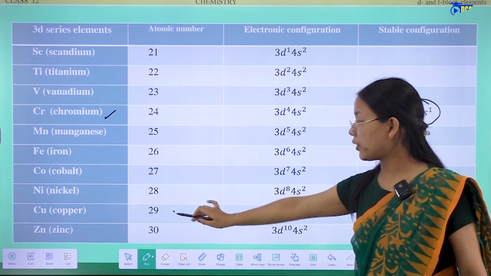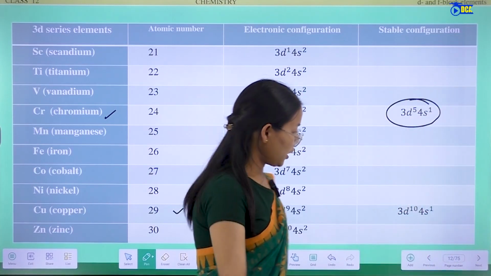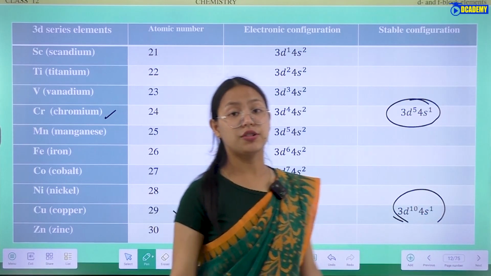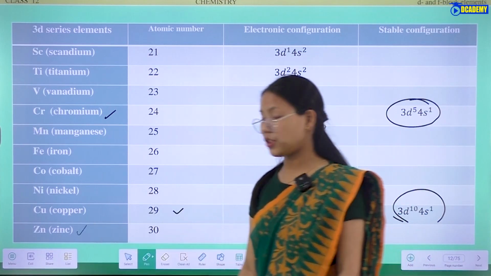Then copper gives 29, obviously 3d10 4s1. This is a stable electronic configuration. And now the last one is zinc.